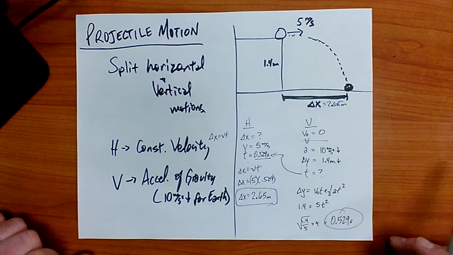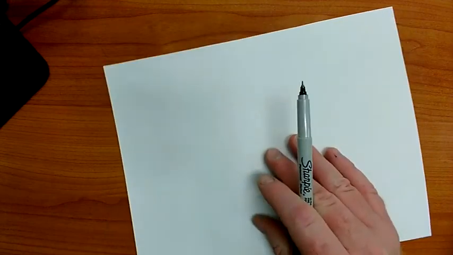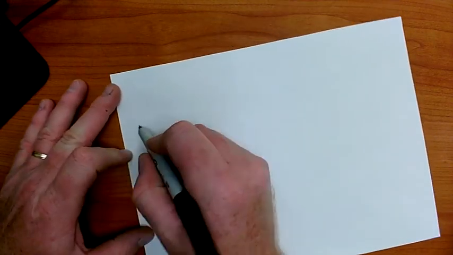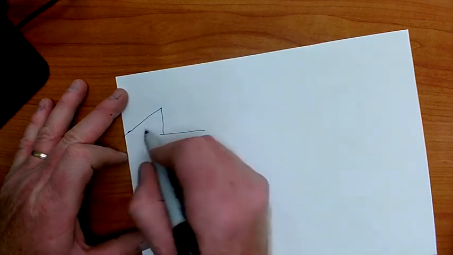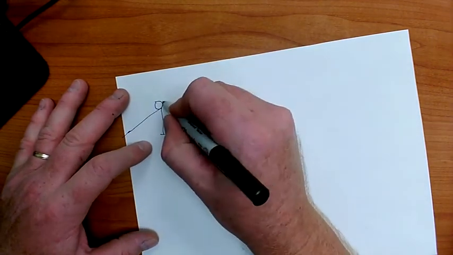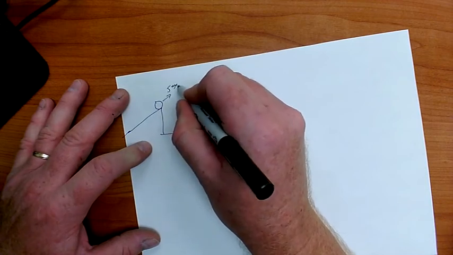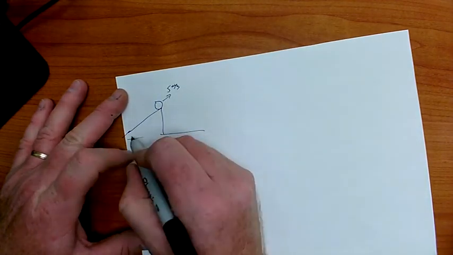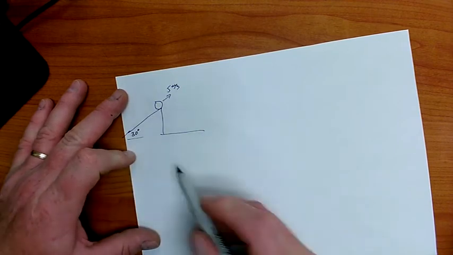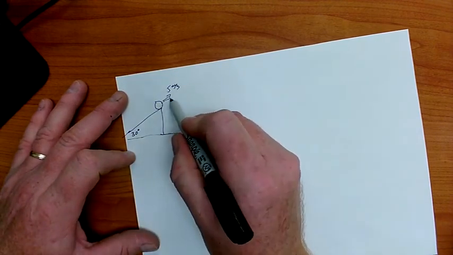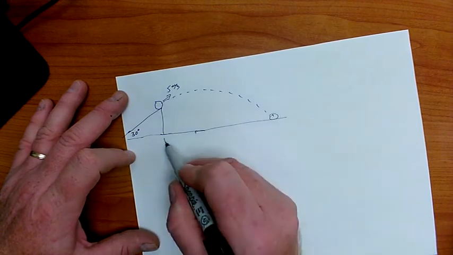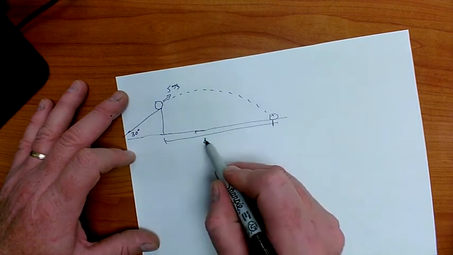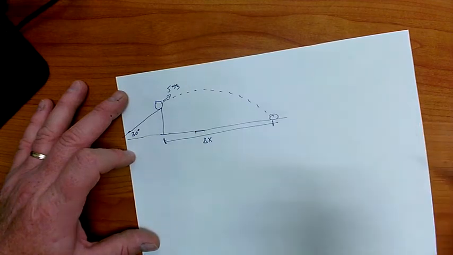What if it's not a horizontal launch? What if instead of a table we have a ramp? And our same ball is launched at 5 meters per second at a ramp that has a 30-degree angle. Well, then the projectile is going to follow a nice parabola like so, right? It's going to land over here. And if I'm looking for delta x, again, let's just solve it the same way.